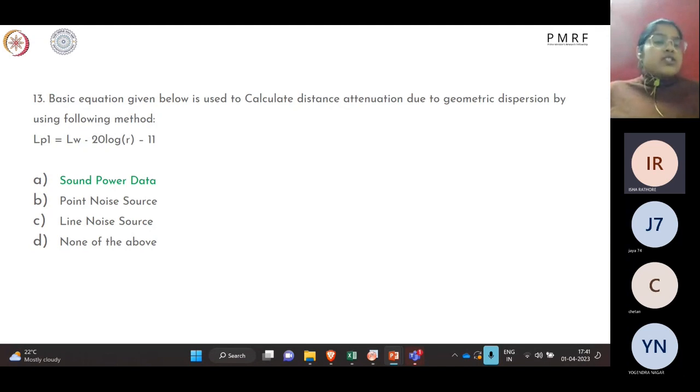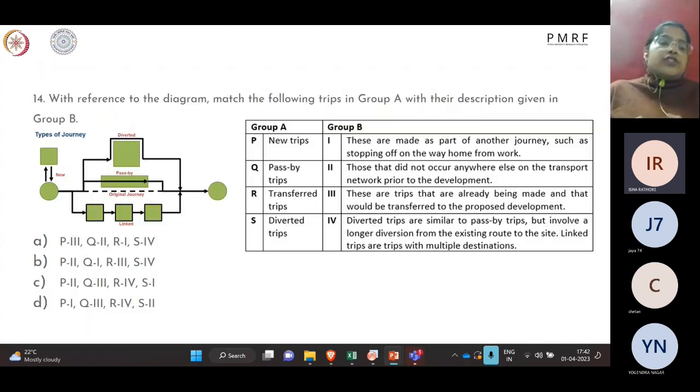So again, equations and calculations can come up in your final examination as well, so please make a note of them and practice some basic numericals around it. Moving on to question 14, with reference to the diagram, match the following trips in group A with their description given in group B. So we have different types of trips in group A and their description in group B. You need to match the type of trips with its description, and we discussed this in the transport module as well.